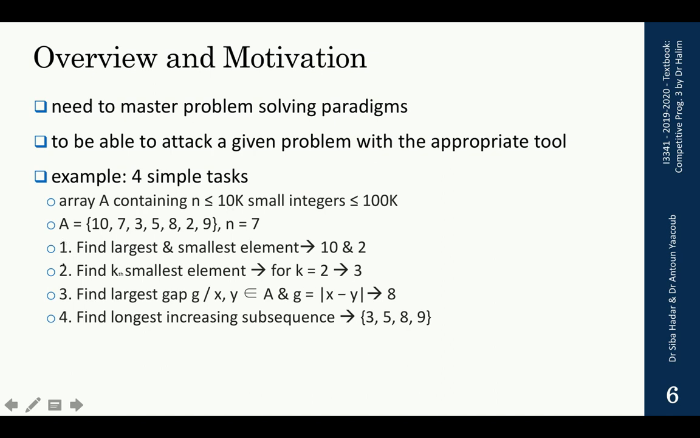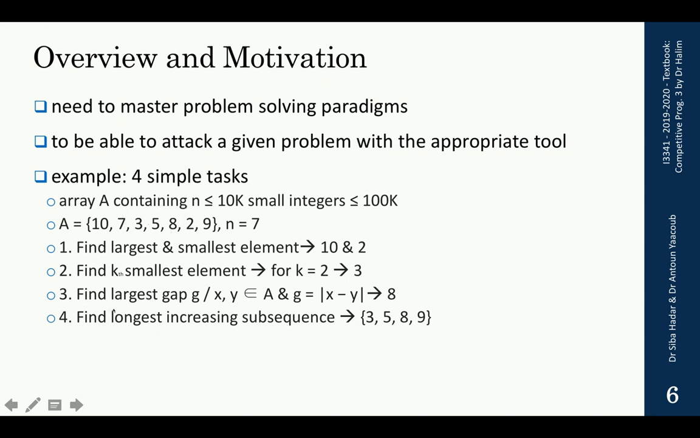So, four kinds of problems. The first is, for example, to find the largest and the smallest element in A, which here are 10 and 2. Let's consider another kind of problem: if you want to find the k-th smallest element, for k equal 2, for example, we want the second smallest element; after 2 comes the value 3.